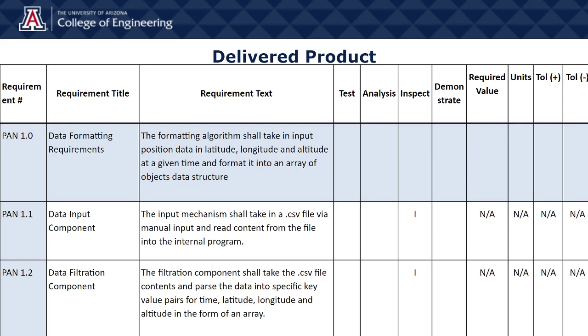This here is an overview of our requirements for the delivered product. As you can see, we started with PAN 1.0. That includes the input of data and filtration component. We began by creating the input mechanism that takes in a CSV file and reads the content into the internal program. Data will contain the flight data that was recorded by our sponsors. The filtration component will then parse this data of the CSV file for algorithms to perform the desired functions.